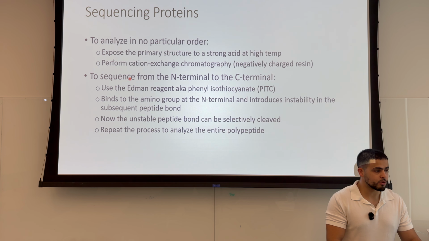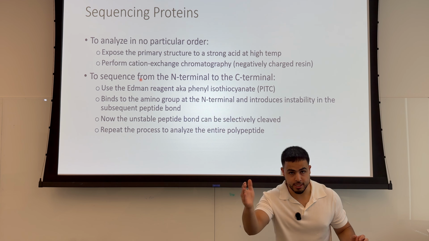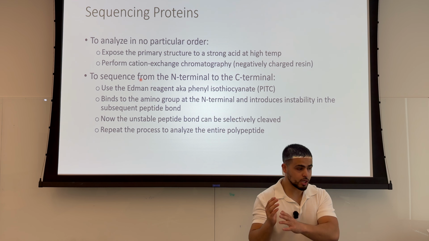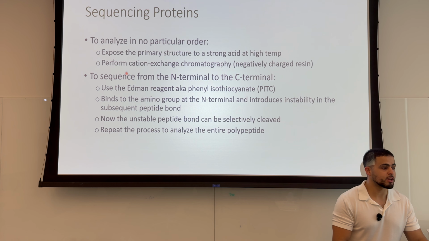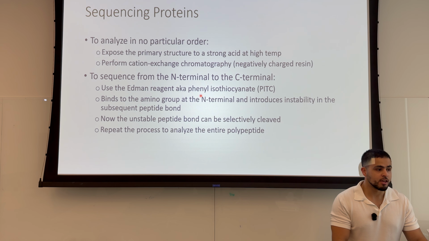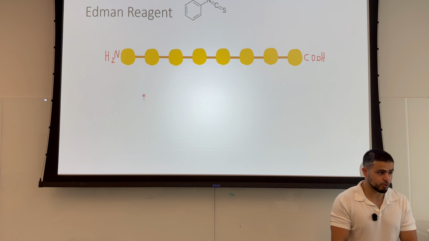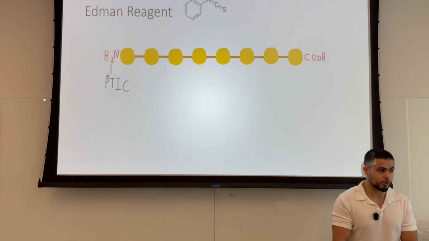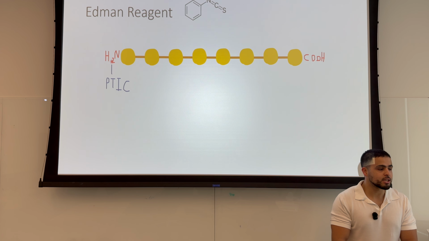Now if you're looking to sequence your protein in order, so from the N to C terminal, and know exactly where each amino acid is positioned, you can use something called the Edman reagent, also known as phenyl isothiocyanate, PITC. And I think it's clearer, rather than reading these bullet points, to just show you this schematic over here. So this is Edman's reagent, and what happens is you get your polypeptide sequence from N to C, and Edman's reagent is going to bind to your amino group, so your N terminal, and then is going to cause instability in the adjacent peptide bond right here.